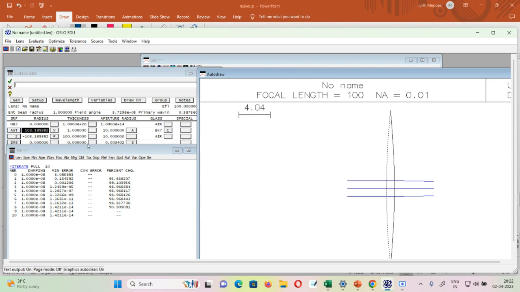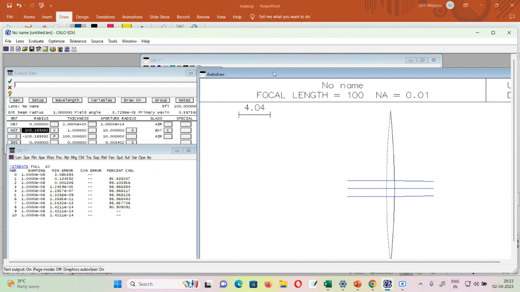When iterating, you can see that the minimum error, starting from 3, became 1.42 into 10 raised to minus 40. The error became so small. By that time our effective focal length became 100, and you can see that the radius of curvature changed from 100 to 103.18, and similarly the other side picked up the minus value of that. Okay, now we made our lens.